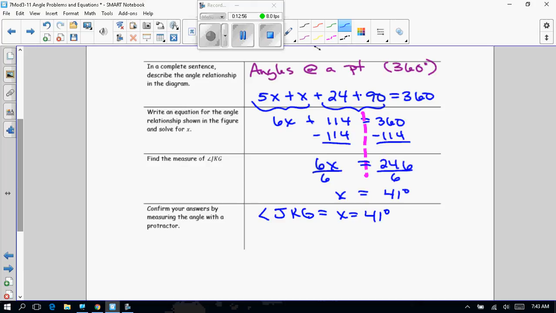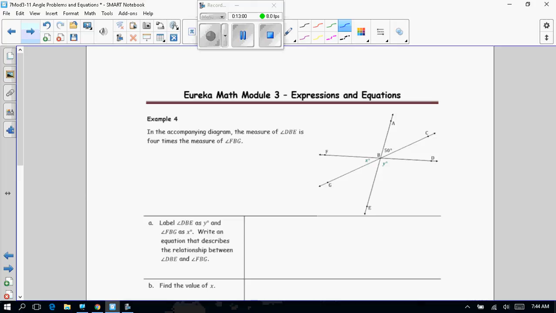All right, top of page 91, last one. Here we go. So we have this diagram. We've got all kinds of crazy stuff going on here, right? So what do you notice? And I've got a couple x's and y's in there. I see a lot of vertical angles. Let's deal with those.